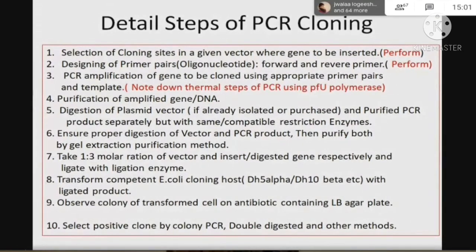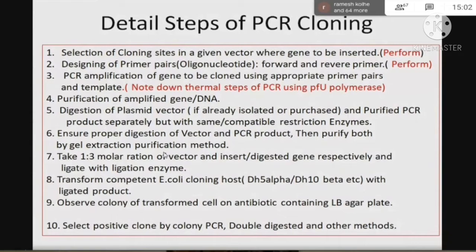Why should we purify? So that when we mix with ligase enzyme, buffer and other things, the restriction enzymes should not hamper or interact with other things which are required for ligation. So in every step we purify.